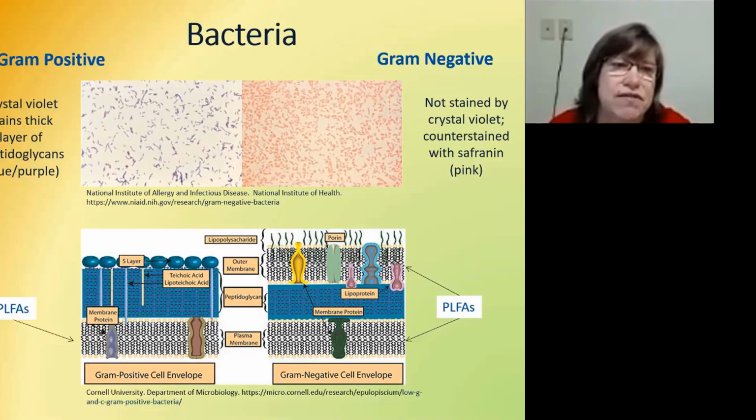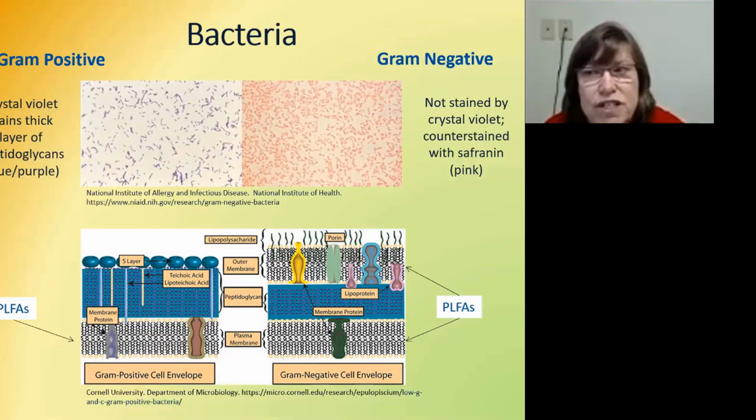So a gram-positive stain was if you had crystal violet and it stained them purple. If you have gram-negative, it was not stained by crystal violet, so they counterstained with safranin, which made them pink. So this way they could separate the bacteria out into two groups.